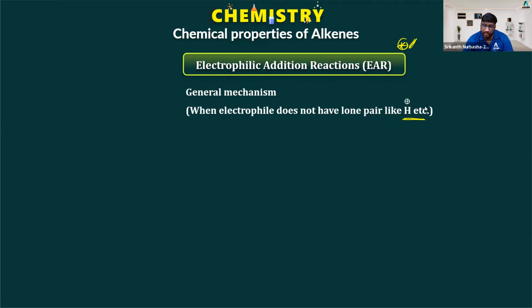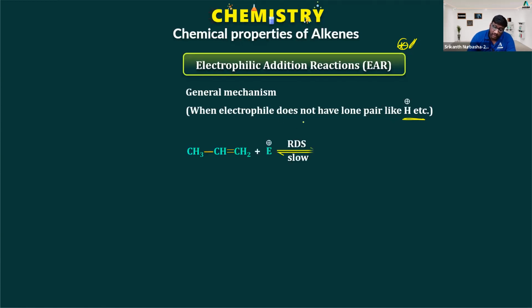A cyclic halonium ion is obtained. Like Cl2, Cl is an electrophile, Cl plus, but it possesses a lone pair of electrons. In that case, you get a 3-member ring. H plus is an electrophile, but it does not have a lone pair, so it will form a carbocation.